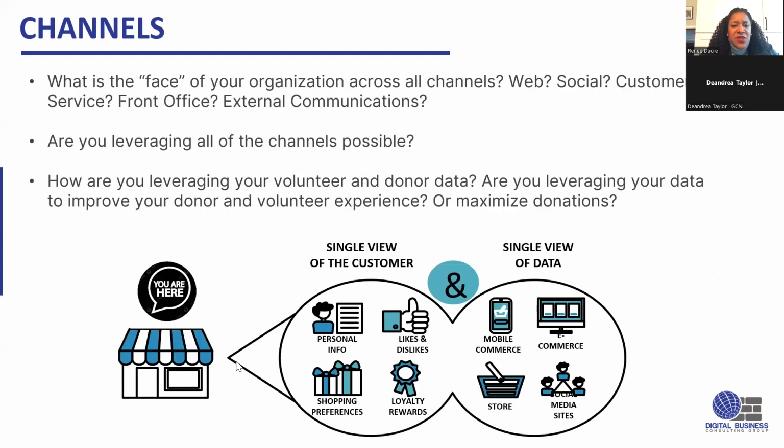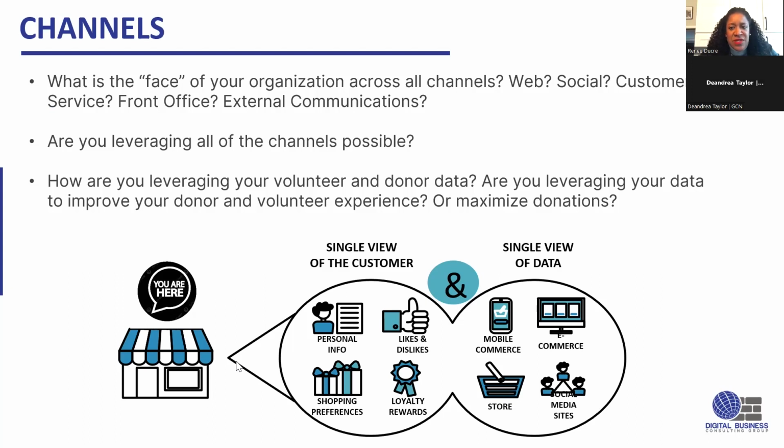And then as you think through your channels, also think about, and I'm gonna be a data nerd here for a second, but data is so important, right? You don't necessarily think about it, and as a data nerd, I think data is really important. But the view to the customer, and then that single view of data. Like, and I'll use the American Cancer Society example, right? What's the face of your organization across all the channels, right?